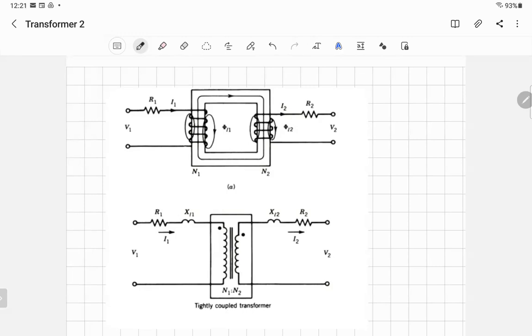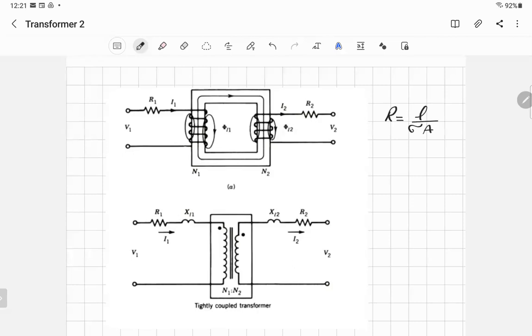Because as you know, the resistance is equal to L times rho, or L divided by sigma A. That's the resistance. So we can get the resistance for both windings. We ignored it last time. So the resistance of the primary winding is called R1. The resistance of the secondary winding is called R2, and measured in ohms. So we're going now to add two resistances.